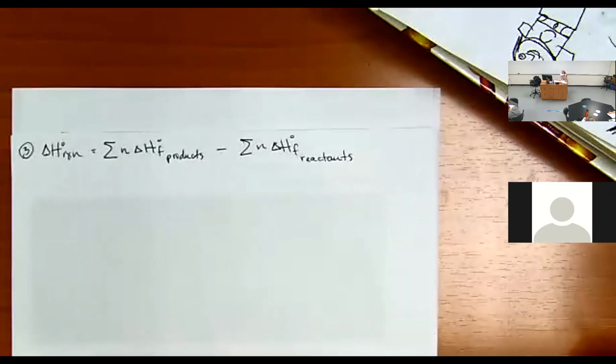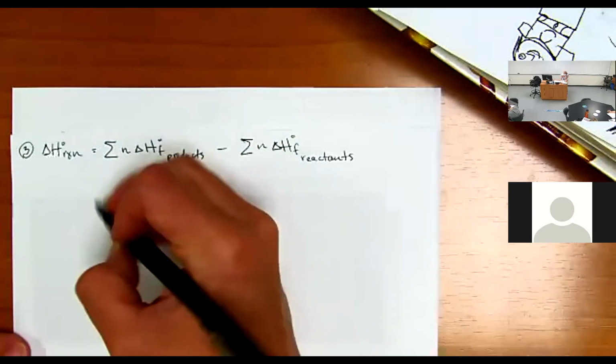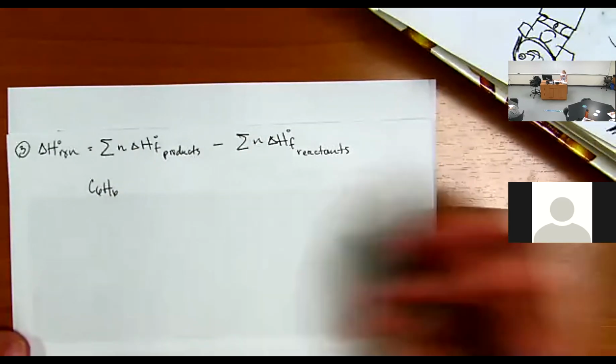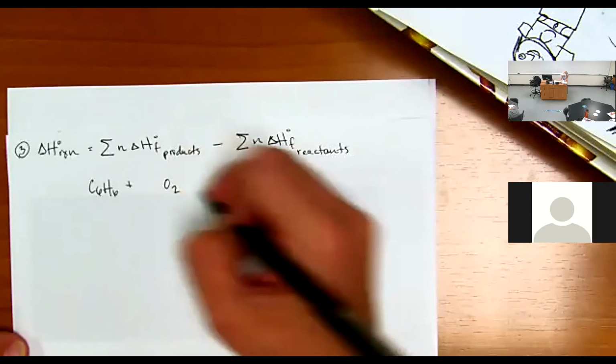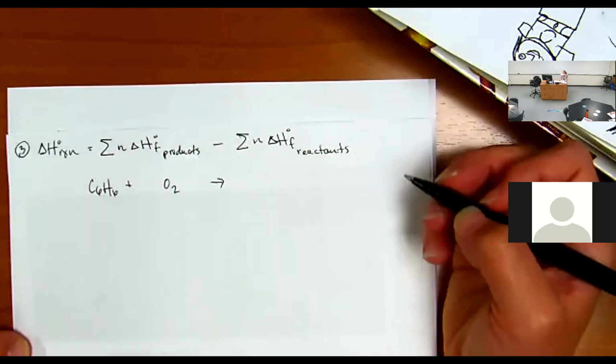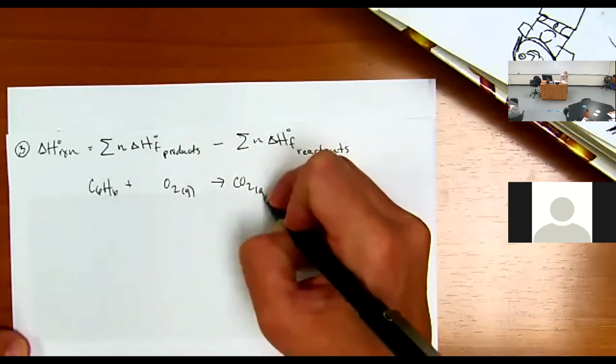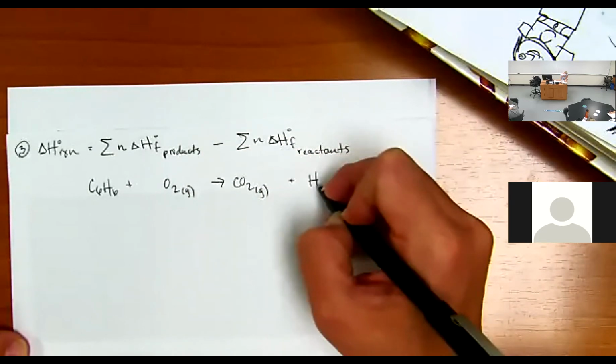And then we are also told that we are reacting benzene in a combustion reaction, so we have benzene, which is C6H6. In a combustion reaction, they're reacting it with oxygen to produce combustion products, which are CO2, this is gas, and water.